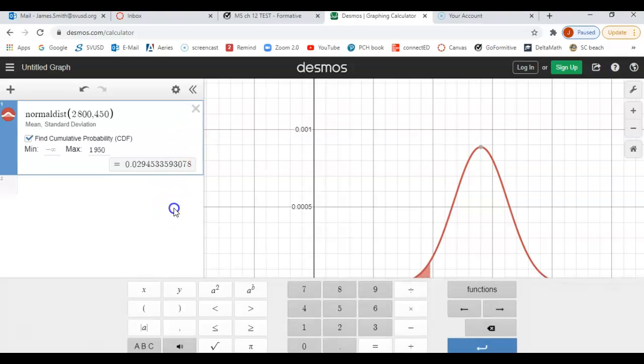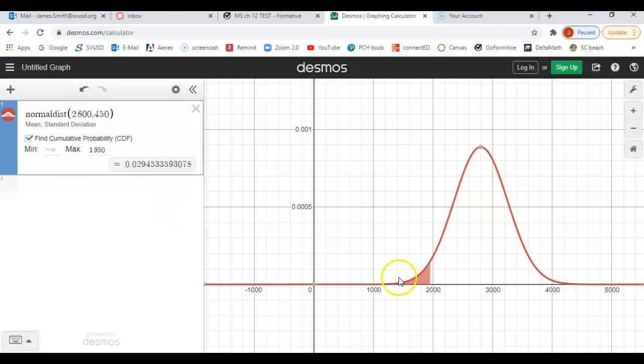So I'm just typing in the 1950, and what's kind of cool is that it actually shades the graph for you, and it tells you the percent or the probability of that shaded area of the graph. I can tell by this that it would be 2.95%. If I wanted to change that to a decimal, you can just write 0.0295, and that's accepted.